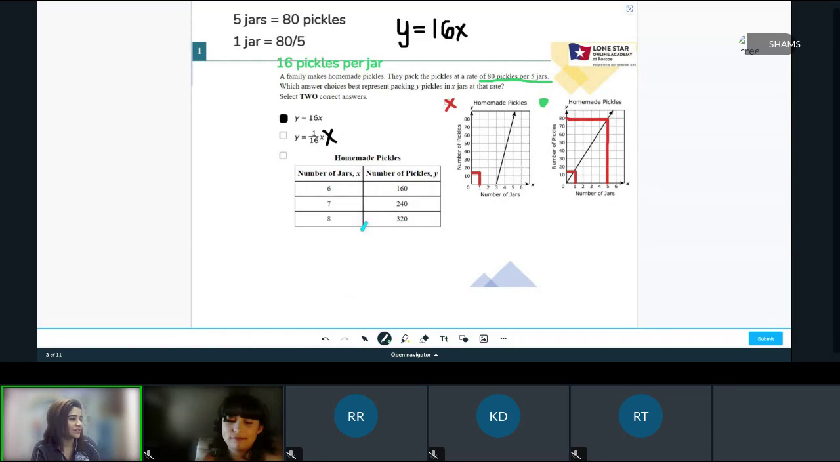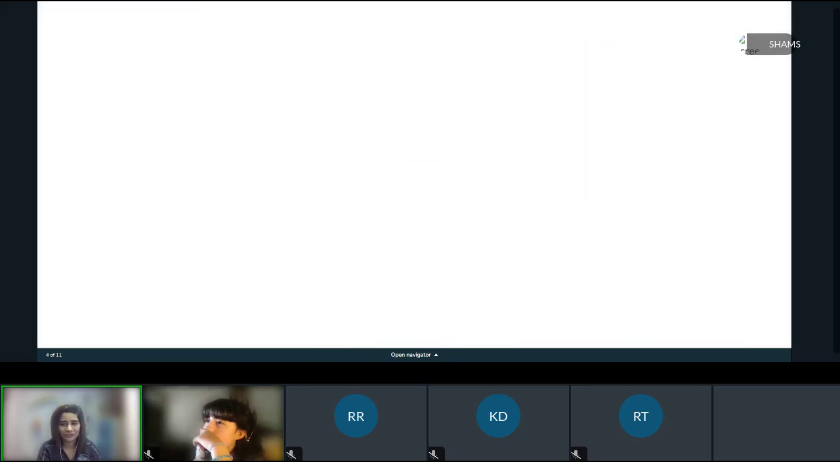And then we can also look at the table chart. Does this look correct? If you multiply 6 times 16, does it give you 160? No, that is incorrect. So the table doesn't look right either. Any questions? These were the two right answers: y equals 16x and the graph, where for 5 jars there were 80 pickles. Let's move on and look at question 2.